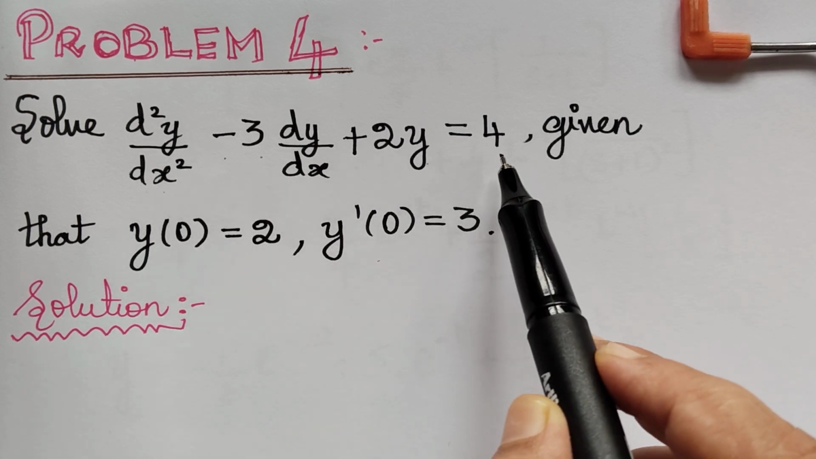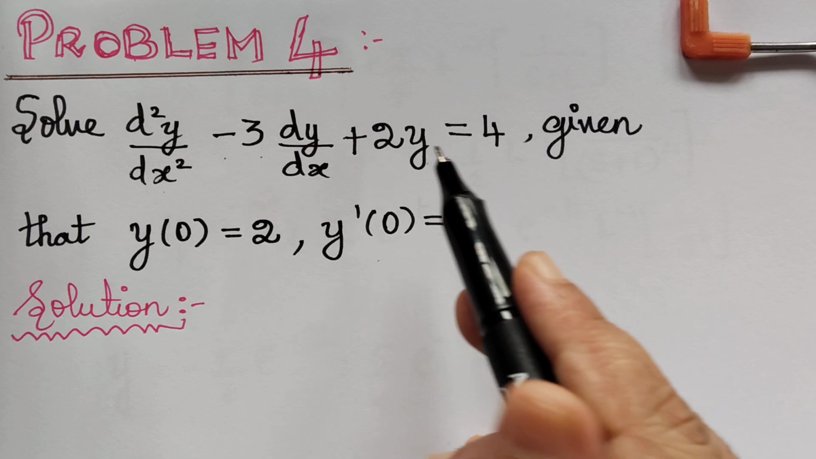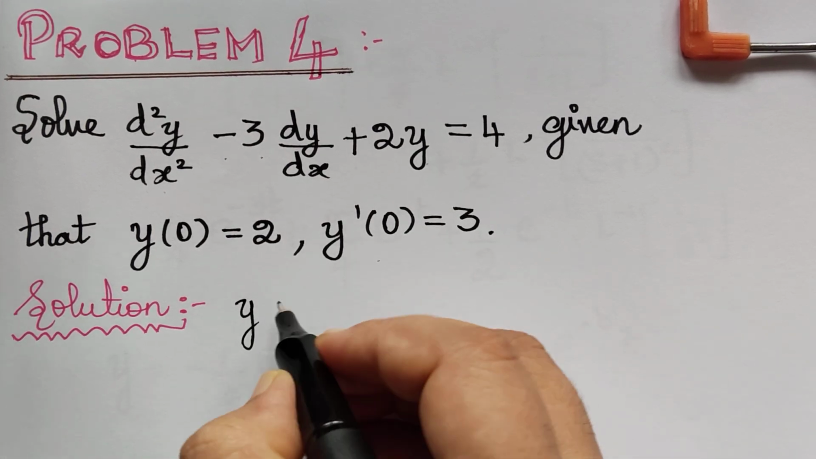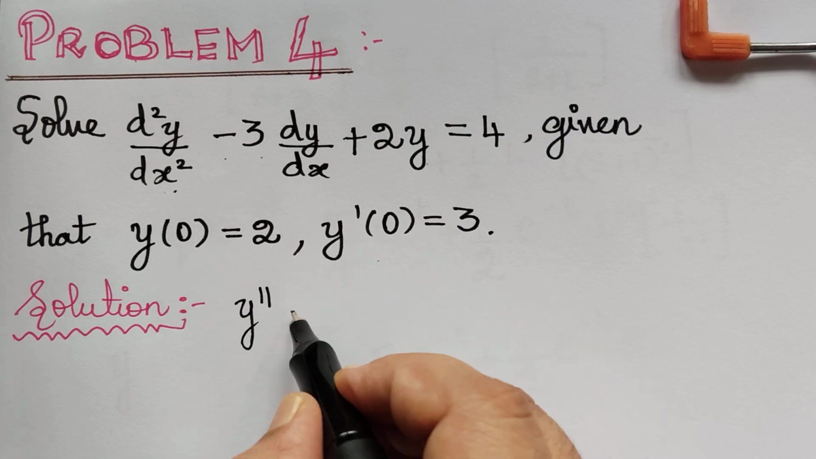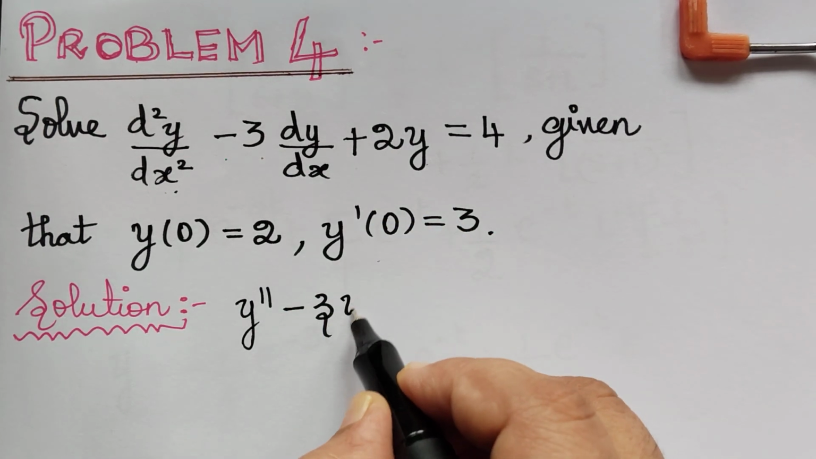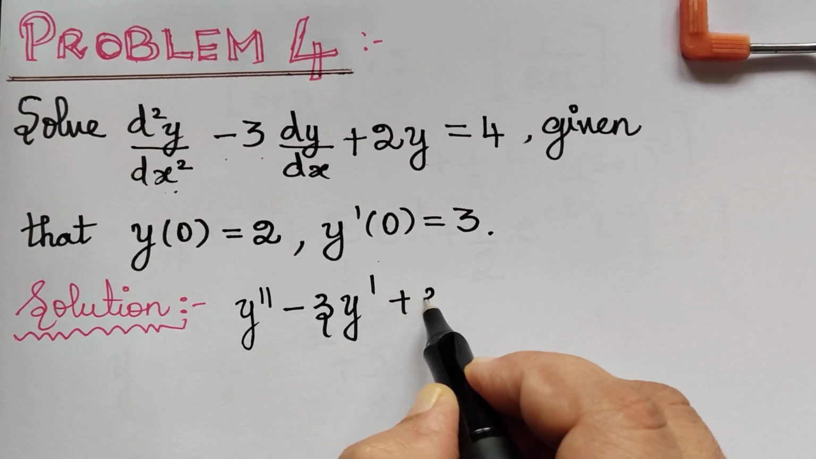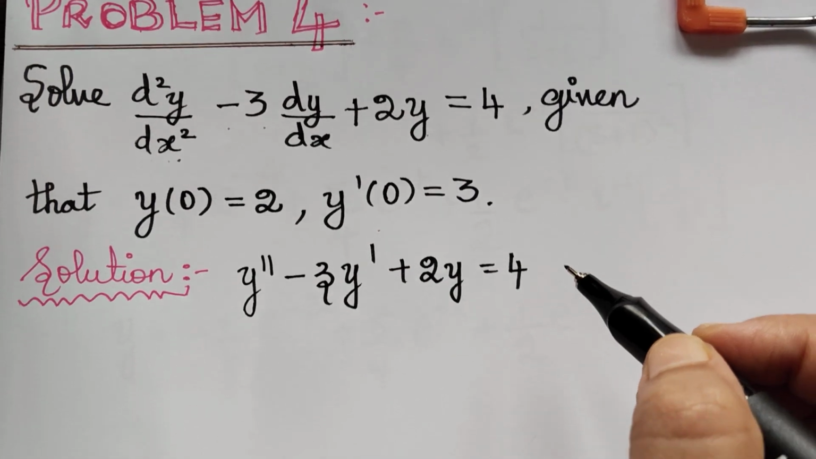Now in order to solve this given question, we first have to write this differential equation in the format y double dash, because we know that d square y by dx square can be written as y double dash, minus 3 multiplied with dy by dx, which is y dash, plus 2y is equal to 4. Now we have to take Laplace transform on both the sides.